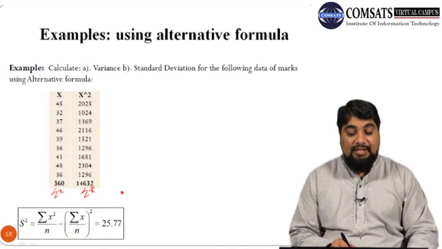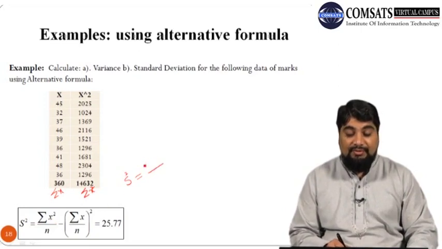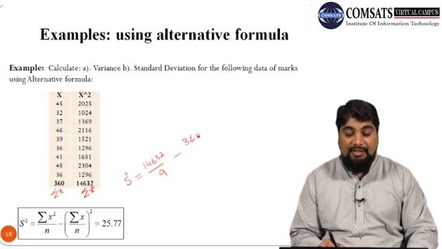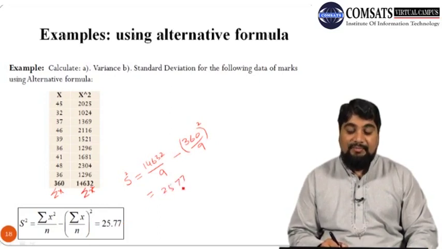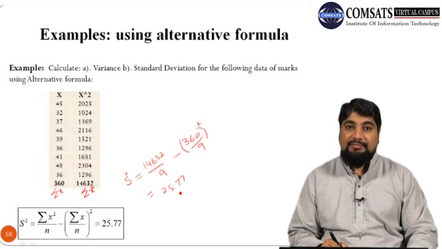So once we have these numbers in hand, we can calculate variance, which is summation x square, 14632, divided by n, which is 9, minus summation x over n whole square. So summation x is 360 over 9 whole square. After simplifying it, we get 25.77. So this is the variance. In order to calculate standard deviation, just take the positive square root of this 25.77.